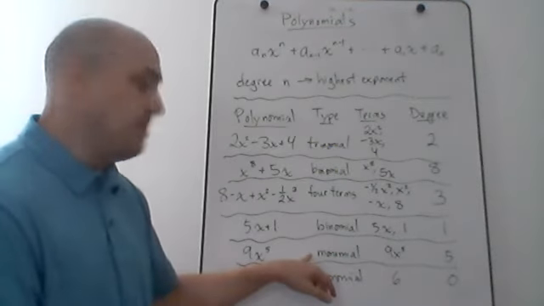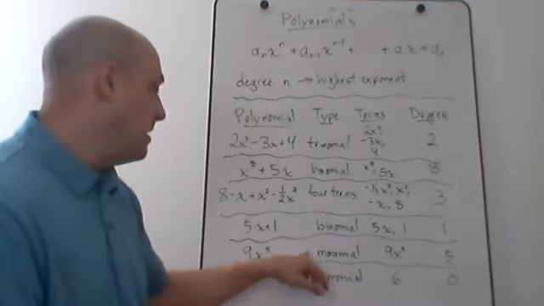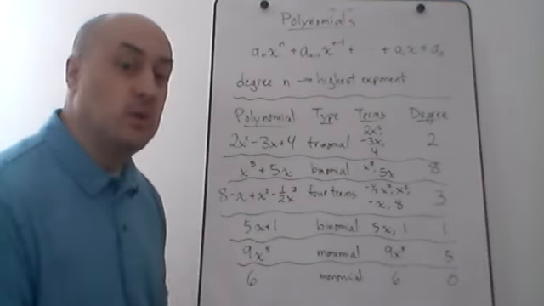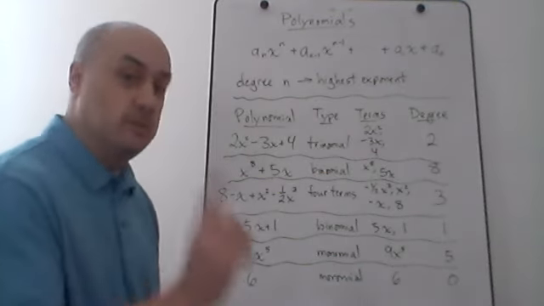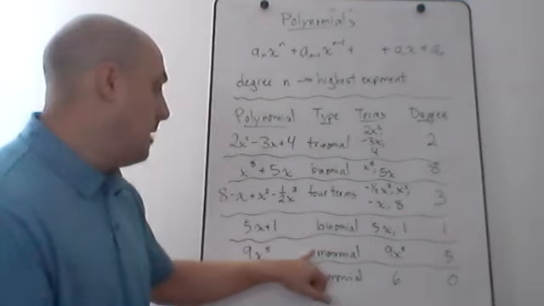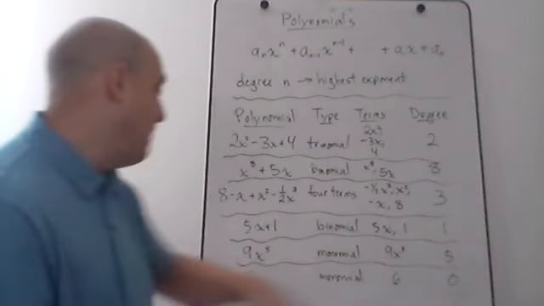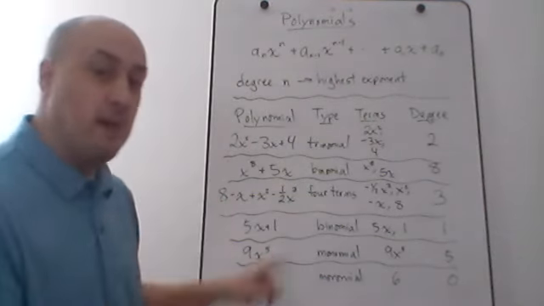Oh yeah, it looked like I spelled it wrong, but it's actually spelled right. So a polynomial that has one term we call a monomial, right? Mono means 1. So monomial. And it's a degree 5 monomial, right? Because it's an x raised to the 5th power.